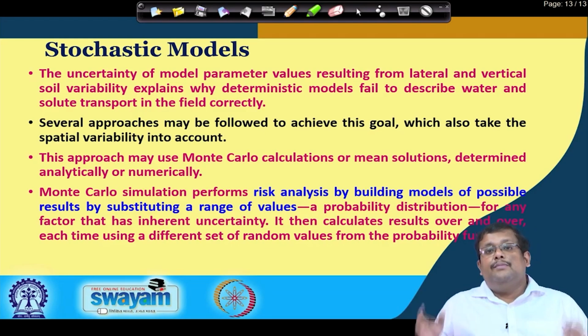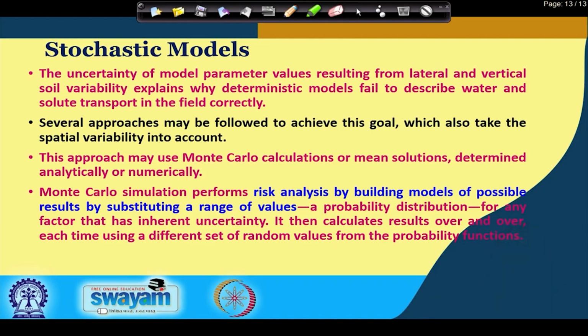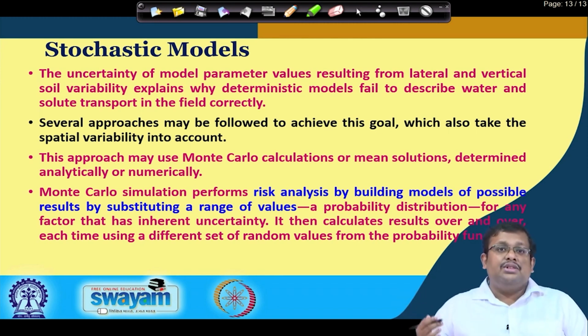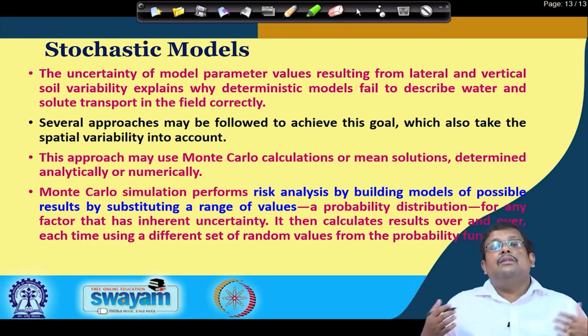So, basically due to the uncertainty of the model parameter values resulting from different lateral and vertical soil variability, we have just seen preferential flow. So, obviously there is some variability, there is some spatial variability. So, that is why there is preferential flow. So, due to this variation, due to this heterogeneous nature of the soil, the deterministic model often fails to describe the water and solute transport in the field correctly.